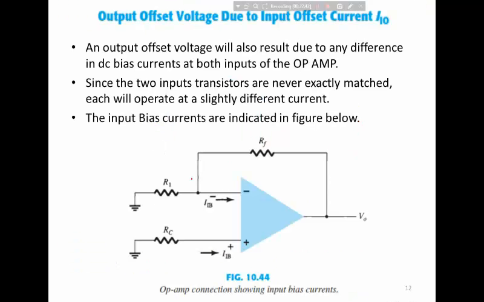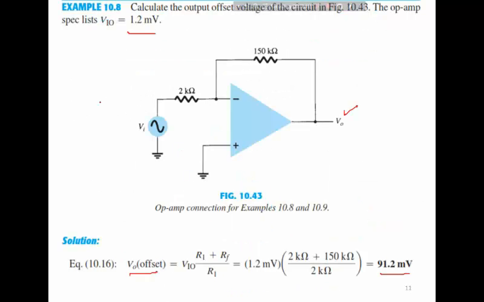Even though the input applied in this case is 0, that is, no input is applied in the circuit, only the input offset voltage is considered, and because of this input offset voltage, we get an output error voltage of 91.2 millivolts.